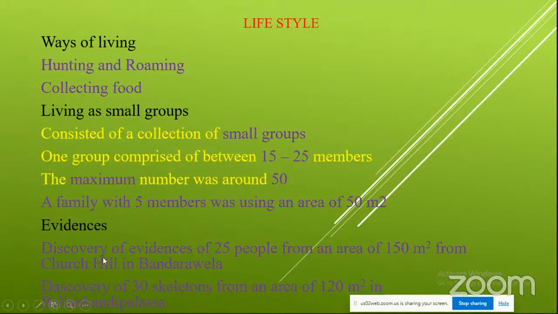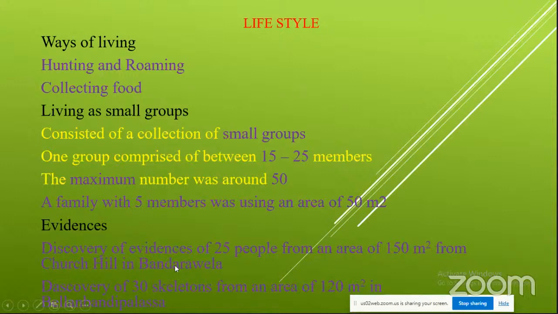So what are the evidences to show? There were two evidences to show that families were using a small area for living. Here you can see two places: one is Bandaravela, the other is Bellanpelli Palace. In Bandaravela, there's a place called Church Hill. From that place, we have discovered evidences of 25 people from an area of 150 square meters. This evidence you have to learn by heart.